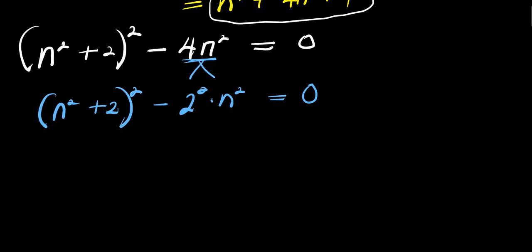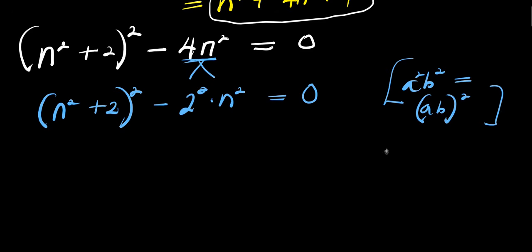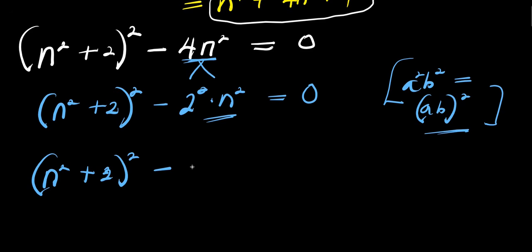Now, at this particular point, if you have a squared times b squared, this is like writing a times b raised to the power of 2. So if you apply this right here, that means you are going to have n squared plus 2 raised to the power of 2. Then we have this as minus 2n raised to the power of 2, and this equals 0.